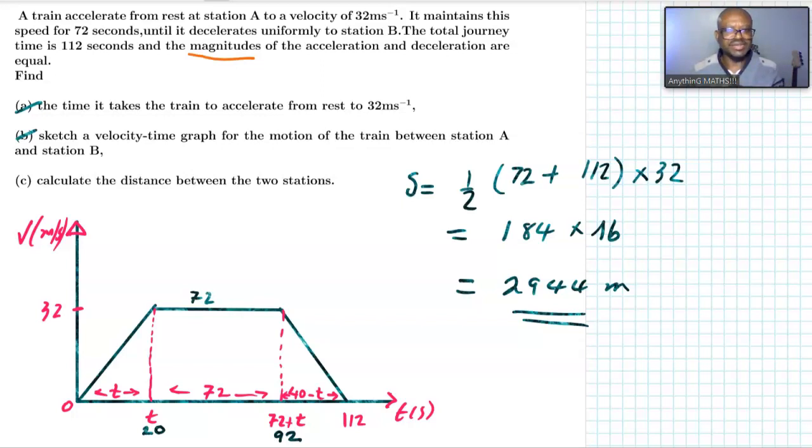As I said, you could have divided it into the first part triangle, the second rectangle, and the third triangle, and solve it that way. But that is going to waste a lot of time. Let's have a look at the next question.